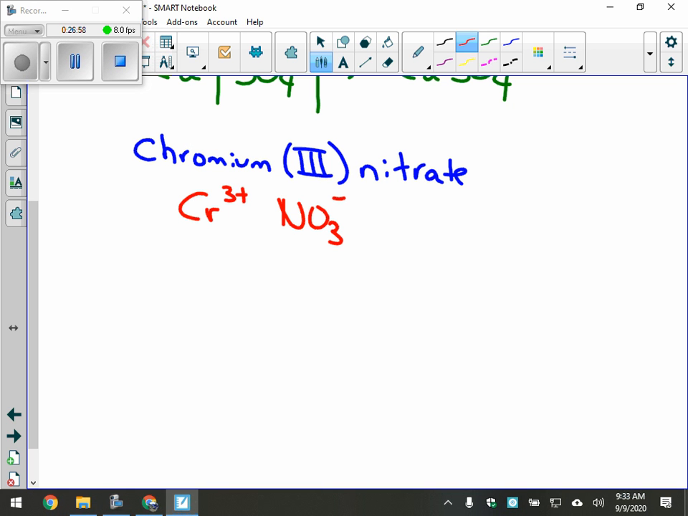Okay. Now here's where it gets a little different, especially if you don't know what I'm doing here. But again, we're going to swap and drop. So when I combine, what I usually do is leave a little bit of room here just to make sure. I write down those 2 ions, chromium and then nitrate, and then I do swap and drop. So the 1's going to come over and down.